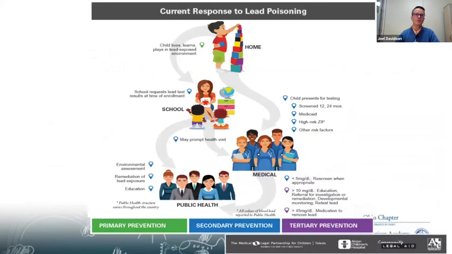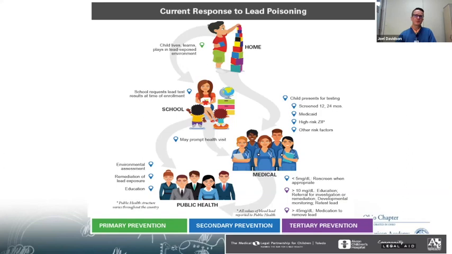Here's a good infographic for all of you to understand the interplay between home environments, public health, which is where community health workers live, school environments, where you have some overlap as well, and where the medical community works. Again, most of these are secondary and tertiary prevention opportunities.